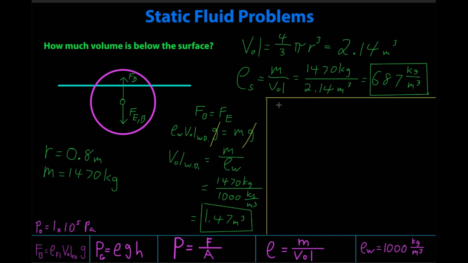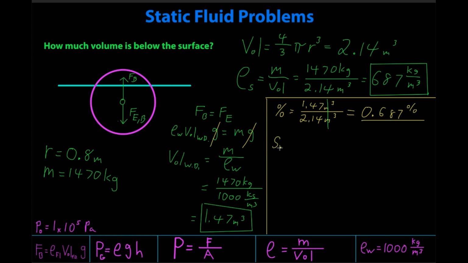Now, while we're here, there's something I'd like to show you. Let me get a percentage of how much is below the water line. 1.47 meters cubed divided by the total volume. Units cancel. And I get 0.687, or 68.7% below the water line.